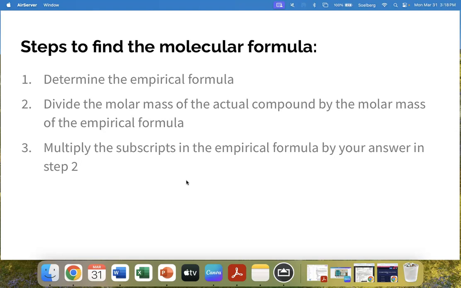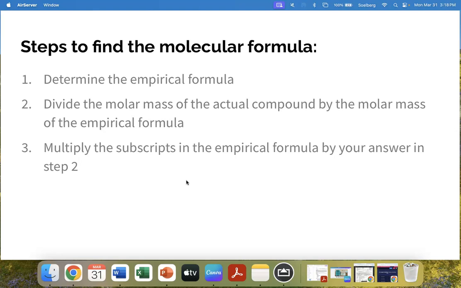So the steps to find the molecular formula: first we have to find the empirical formula, then we divide the molar mass of the actual compound by the molar mass of the empirical formula, and we'll do that so you can see what that looks like. And then we multiply the subscripts in the empirical formula by the answer that you get in step 2, and once we do that multiplication, we'll get the molecular formula.